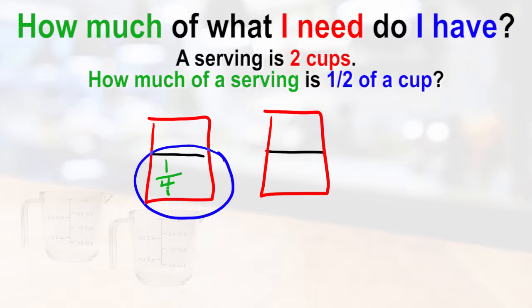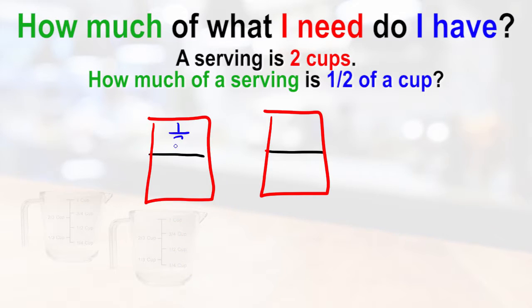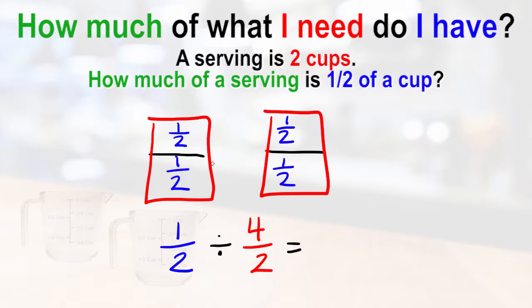The fraction division equation that corresponds to this word problem is 1/2 divided by 2 equals 1/4. According to this model, 4 halves is another way to represent the 2 cups. Using common denominators for the dividend and divisor, the division equation becomes 1/2 divided by 4 halves. When the denominators are the same, the numerators can be divided. So the answer is 1 divided by 4, or 1/4. The size of the serving is more than what was given, so the answer will be less than 1.